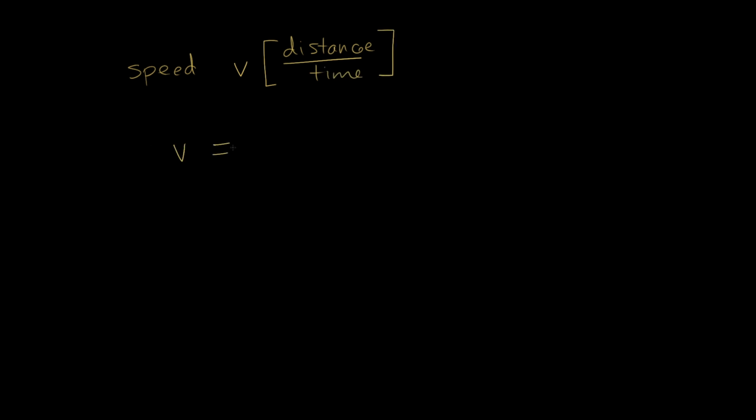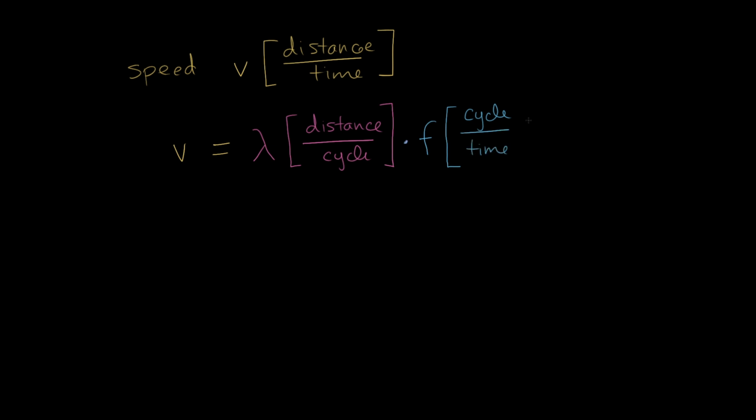If we want to know how fast a wave is traveling, we can take its wavelength, which is the distance covered by a single cycle, and multiply that by the frequency, which is how many cycles are completed in a given amount of time. The cycles cancel out, we're left with units of distance over time, the same as speed. And that's our equation for the speed of a wave, wavelength times frequency. The standard units for speed are meters per second.